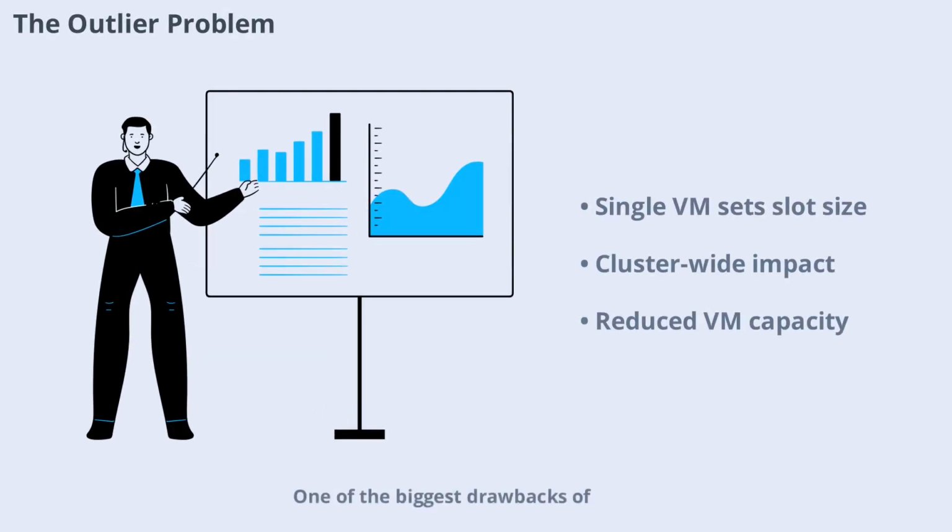One of the biggest drawbacks of the slot-based model is the outlier problem. If a single VM has an unusually high CPU or memory reservation, it sets the slot size for the entire cluster. This can drastically reduce the number of VMs that can be powered on, even if most VMs require far less. It's a classic case of one outlier constraining the entire environment.